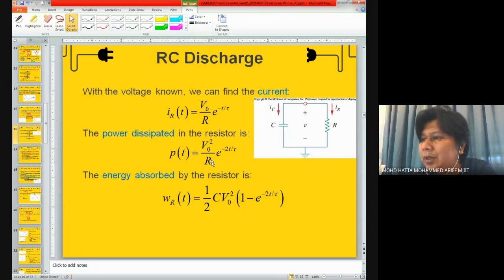In other words, what's going to happen over here is we try to use V squared over R. Remember that our V is given by V naught e to the power of negative t over tau. V squared means V naught squared e to the power of negative 2t over tau. So if we square this one, this is what's going to happen. This is the answer here.